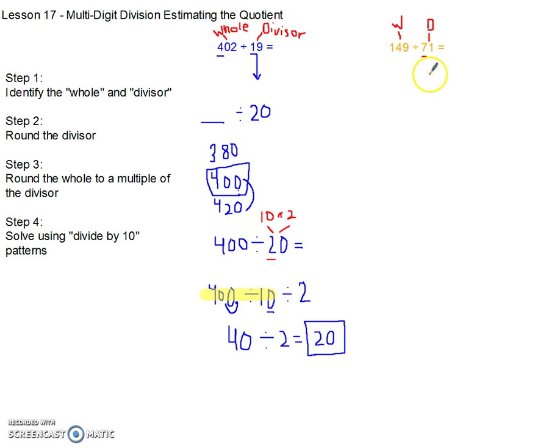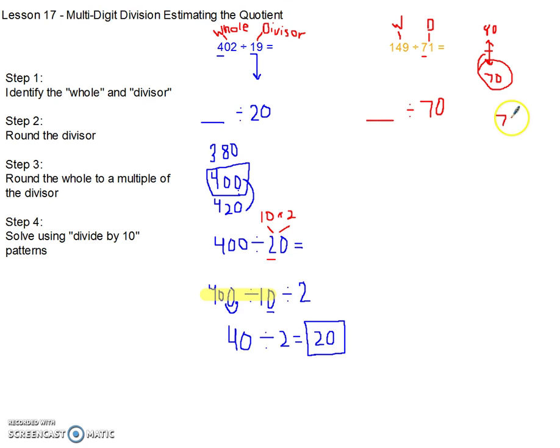So I'm either rounding down to 70 or I'm rounding up to 80. And because 71, that 1 in the next column, is below my midpoint of 5, I am rounding down to 70. Now here comes the more challenging part. We need to round the whole to a multiple of the divisor, in this case, which is 70. So I want to write out my multiples of 70.